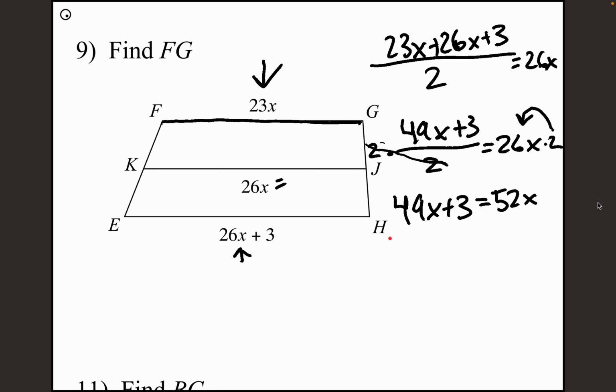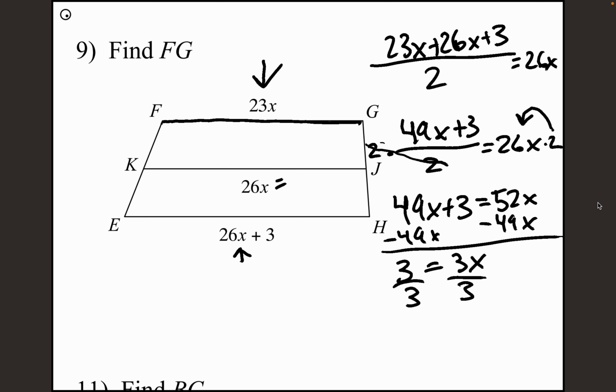Now I need to get my x by itself. So I'm going to subtract the 49x over. That leaves me with just 3 on this side equals 52 minus 49, which is 3x, divided by 3. And what do we get? We get x equals 1.